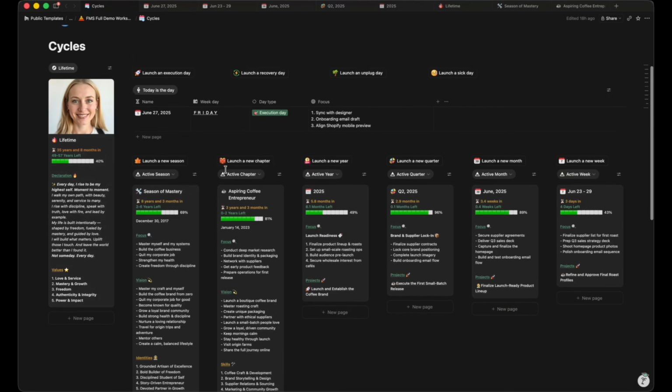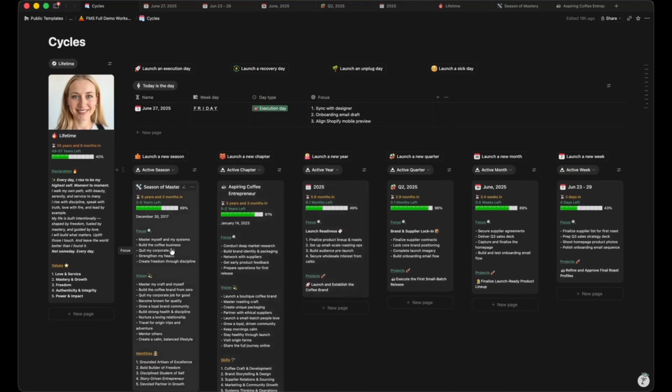And you can also see that every cycle has a focus. So this is your entire integration of what it is that you're working on, from seasons all the way to days. Every cycle has a focus, and then also years, quarters, months, and weeks have projects attached to them. So not only do you know your key points of focus, but also you know the projects that you're focusing on. The higher level cycles of chapters, seasons, and lifetime are slightly different in that they don't have a project that they work towards. Instead, they work towards a specific vision, but we'll talk about that a little later.